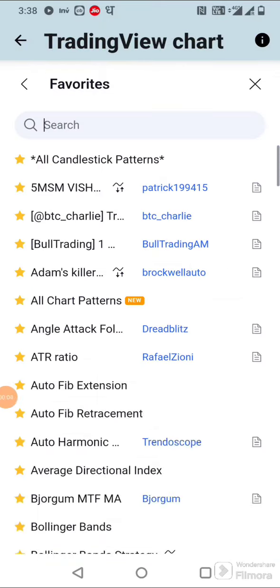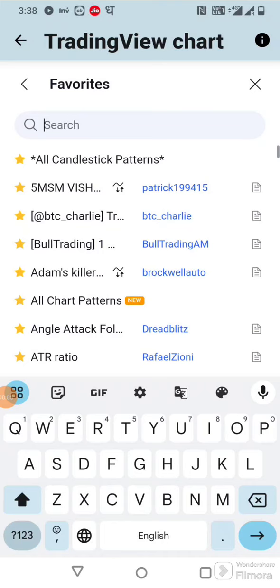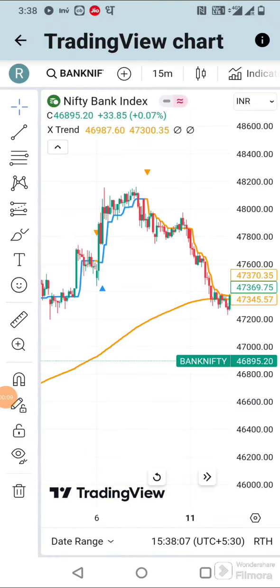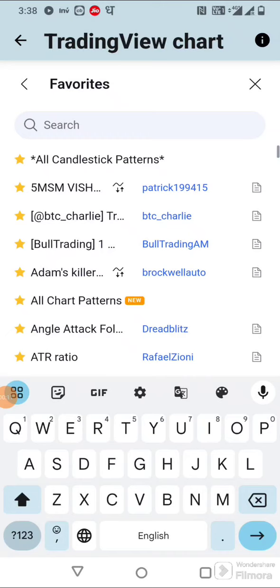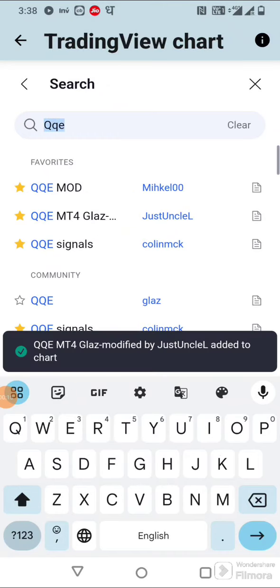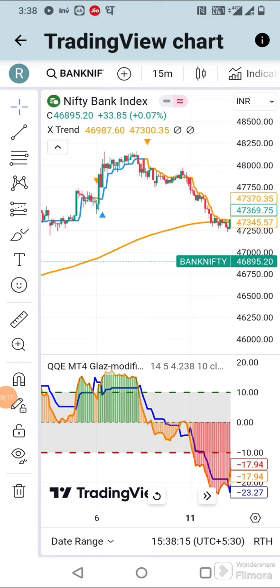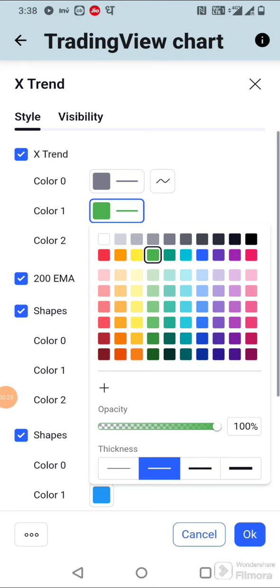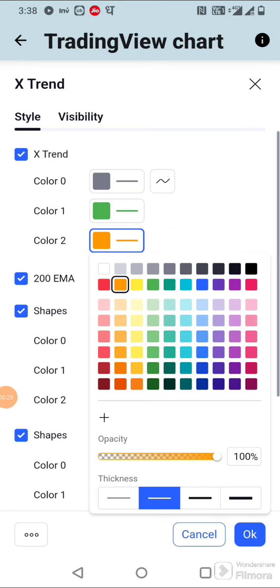Go to tradingview.com. In the indicator section, search Xtreme Trend and add one more indicator, that is QQE. Now both the indicators are applied. In the settings of Xtreme, make the first color green and the second color red.